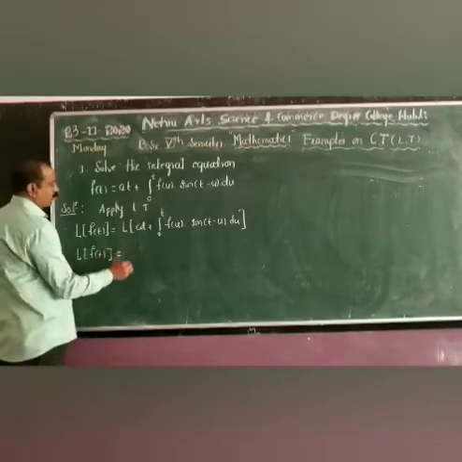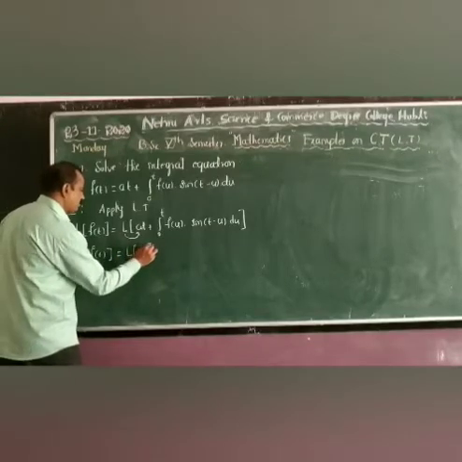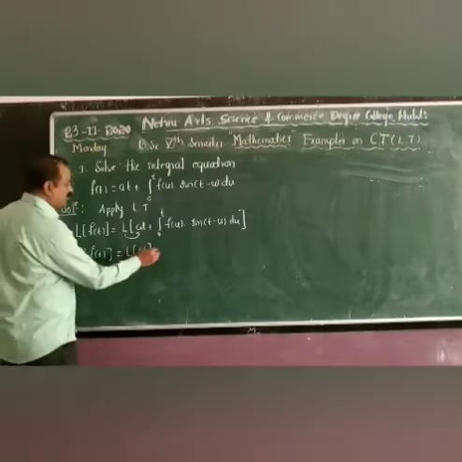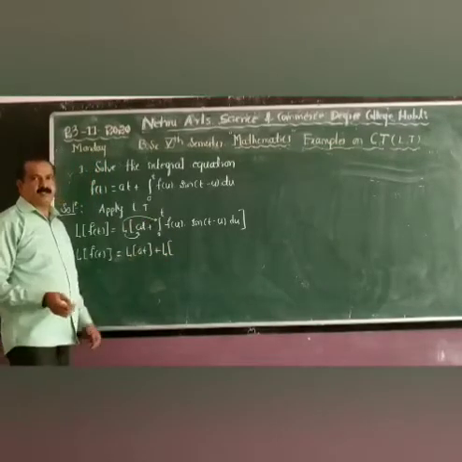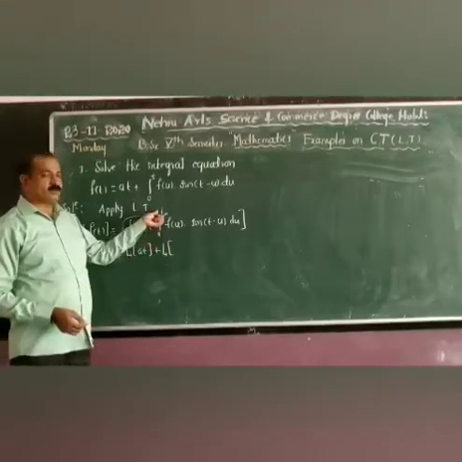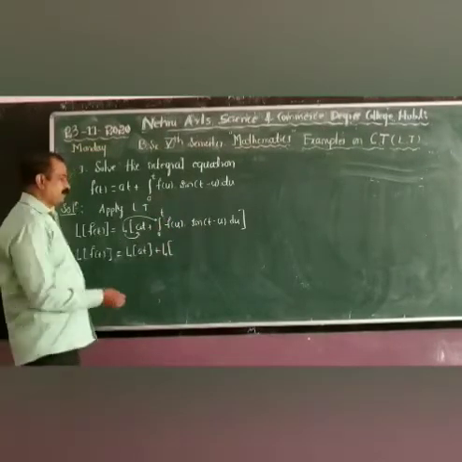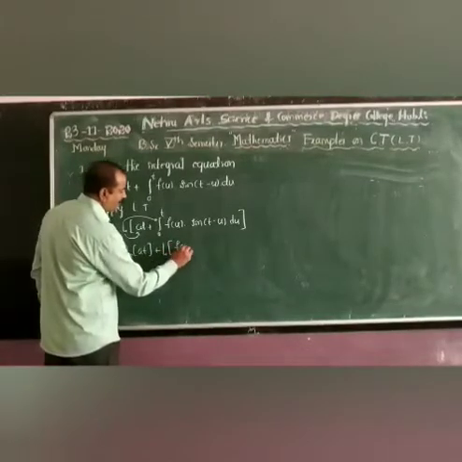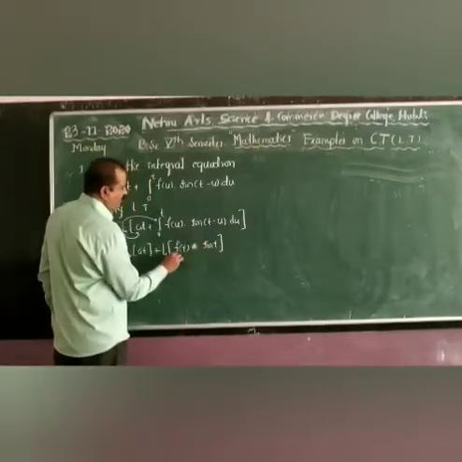Now apply L to both the bracket terms by the linear property: L of a into t plus L of the second part, which is nothing but the convolution function f of t star g of t, where f of t is f of u and g of t minus u is sine of t minus u. f of t star g of t becomes f of t star sine t.